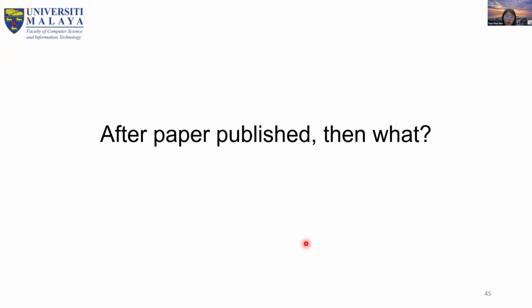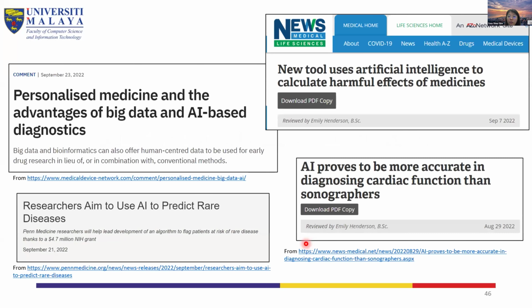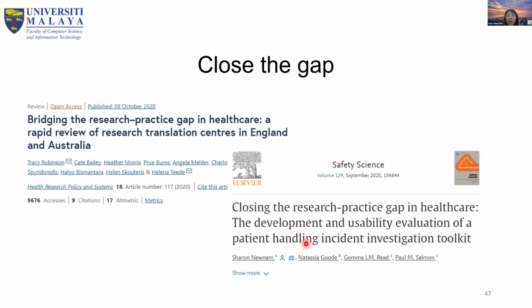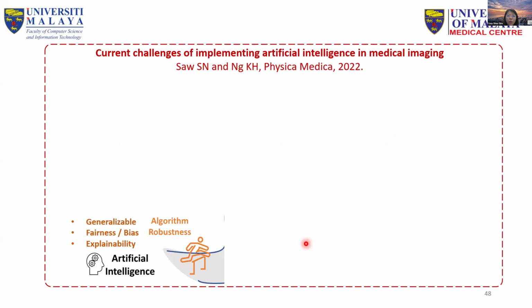The next thing I want to share with you all is: after the paper is published, then what, right? A lot of studies in the past have proved that AI is very accurate and very convincing. But what we need to do now is really bring AI into the clinics. We want to apply it in real life. So people also started to raise the need to bridge the gap between research and practice. But it is not easy to implement AI in clinics. There are a few hurdles that we have to solve before we move into the clinics.